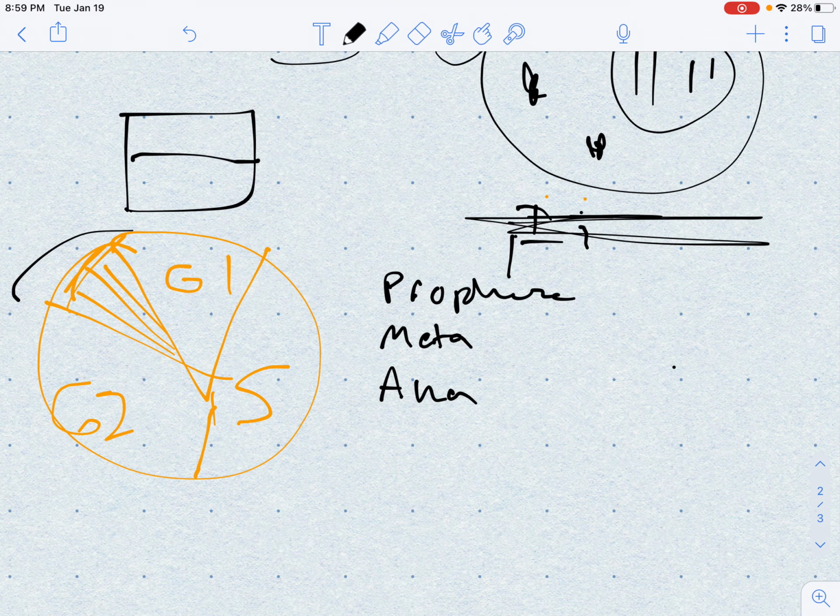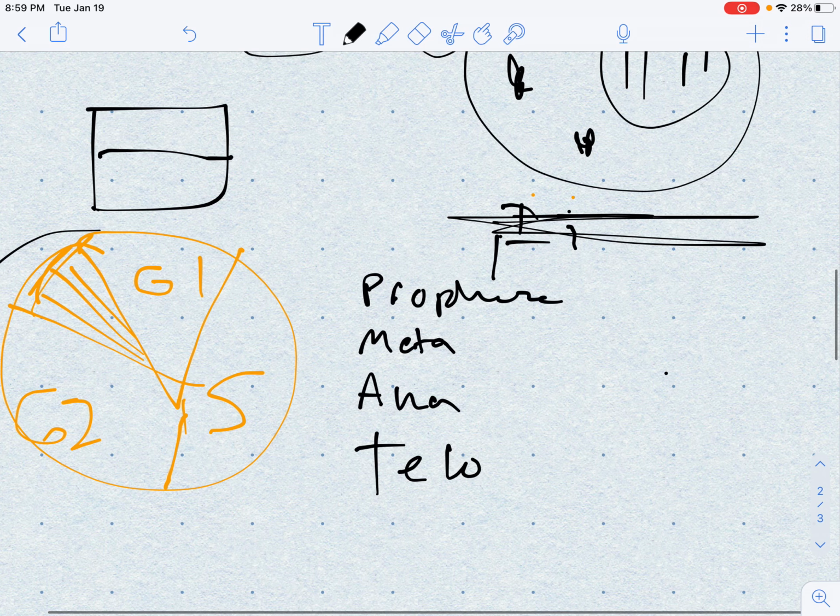Did I mess this up? I don't want to mess it up. Please don't. Metaphase, prophase. Telophase, of course. Telophase.